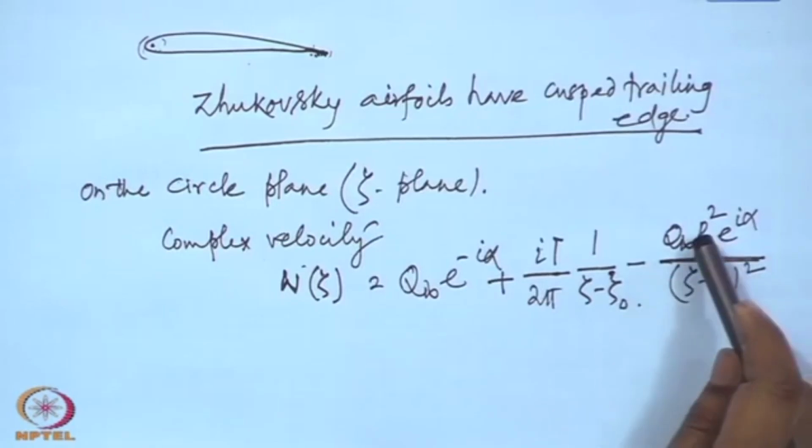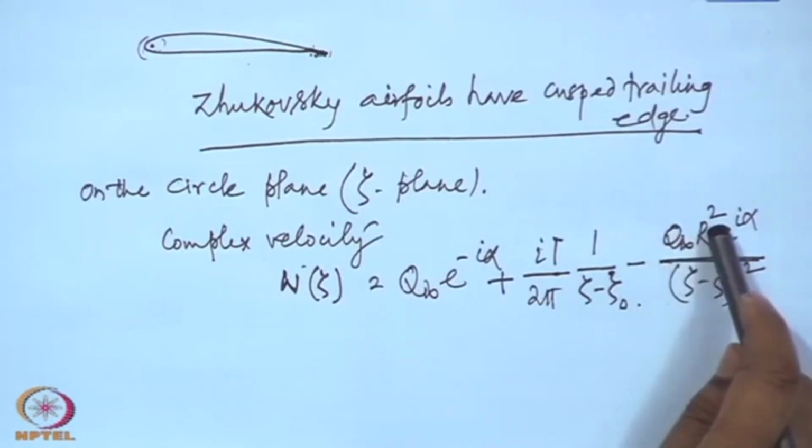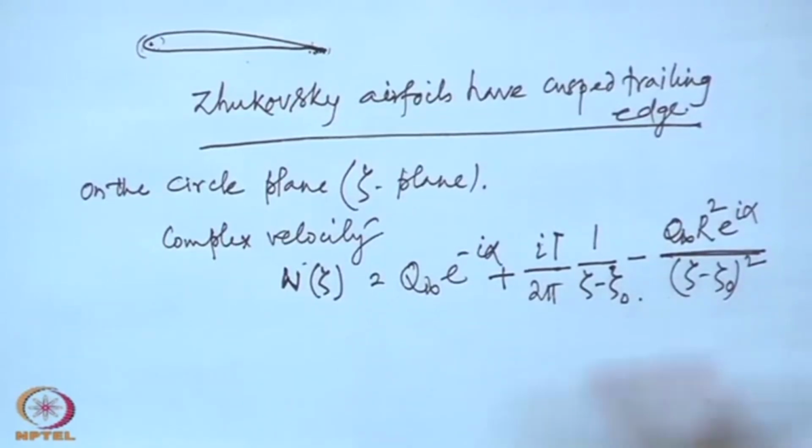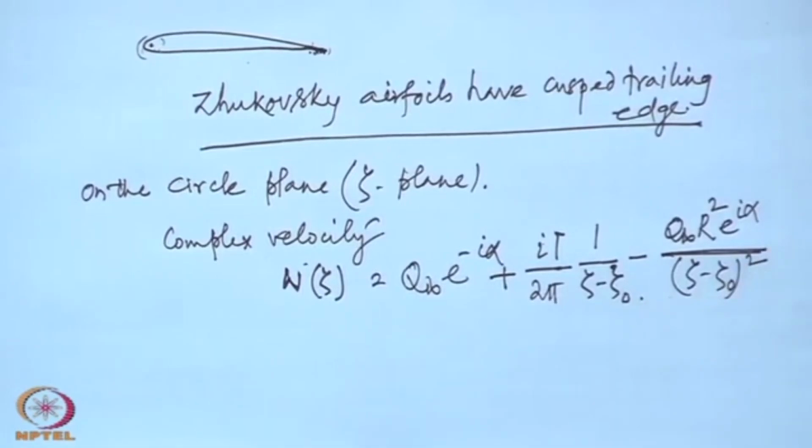So, that we have used q infinity r square, and 2 pi in the numerator and denominator got cancelled. Here also there was a 2 pi, if you look back to the formula. And e to the power i alpha has come because this doublet axis is along the x axis, but we have considered a flow which is making an alpha angle direction. So, there will be another alpha rotation for that. So, this is the complex velocity on the circle plane.